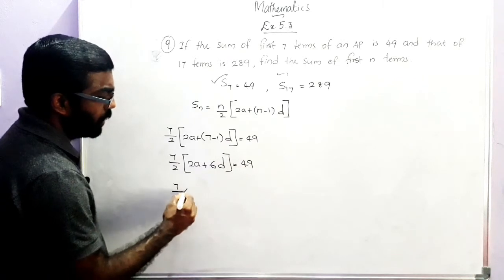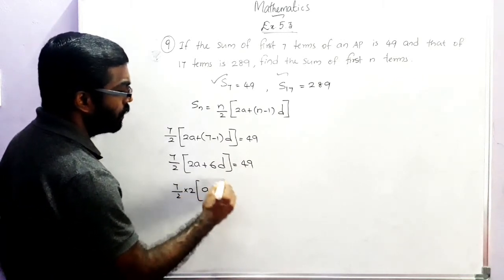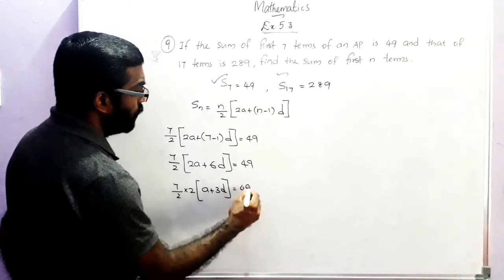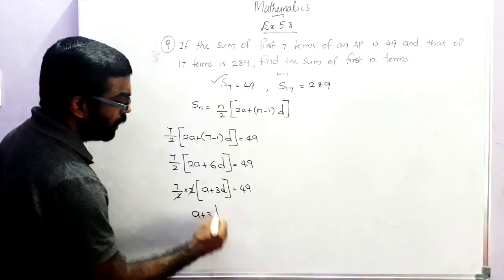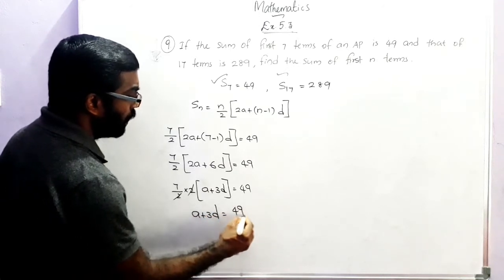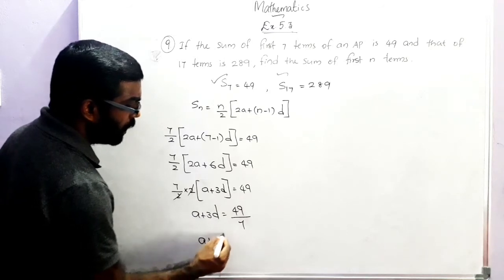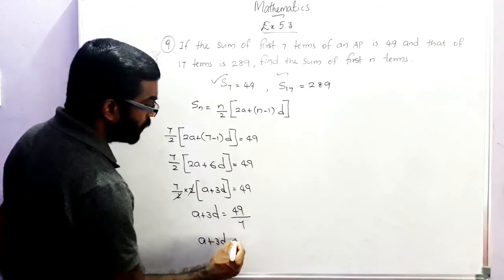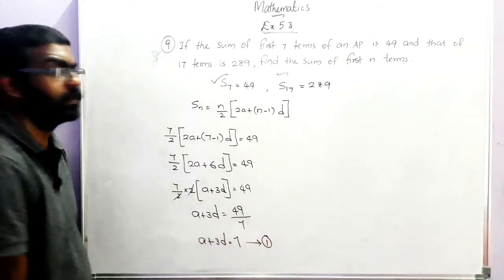From this, 2 we can take common. So 2 into a plus 3d is equal to 49. This 2 we can cancel. That is a plus 3d is equal to 49 divided by 7, which is 7. Take it as equation number 1. Understood?